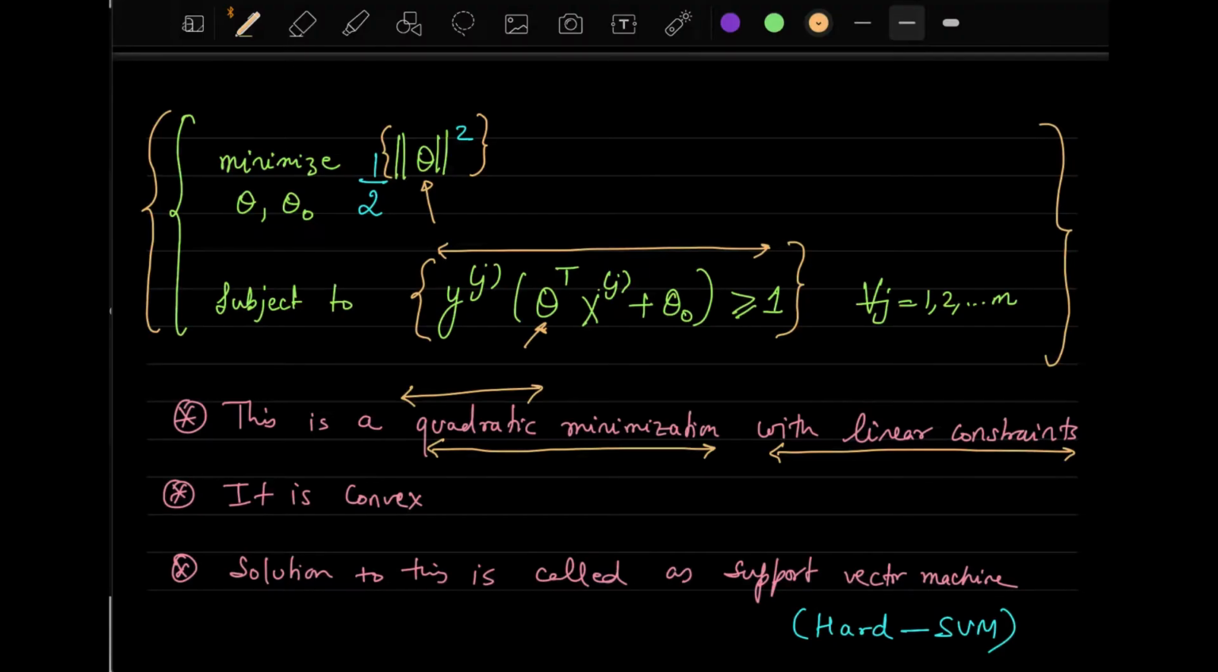And one thing to note is, this particular problem is a convex problem. If it is a convex problem, that means you will have a global minima here, and that solution will be unique.